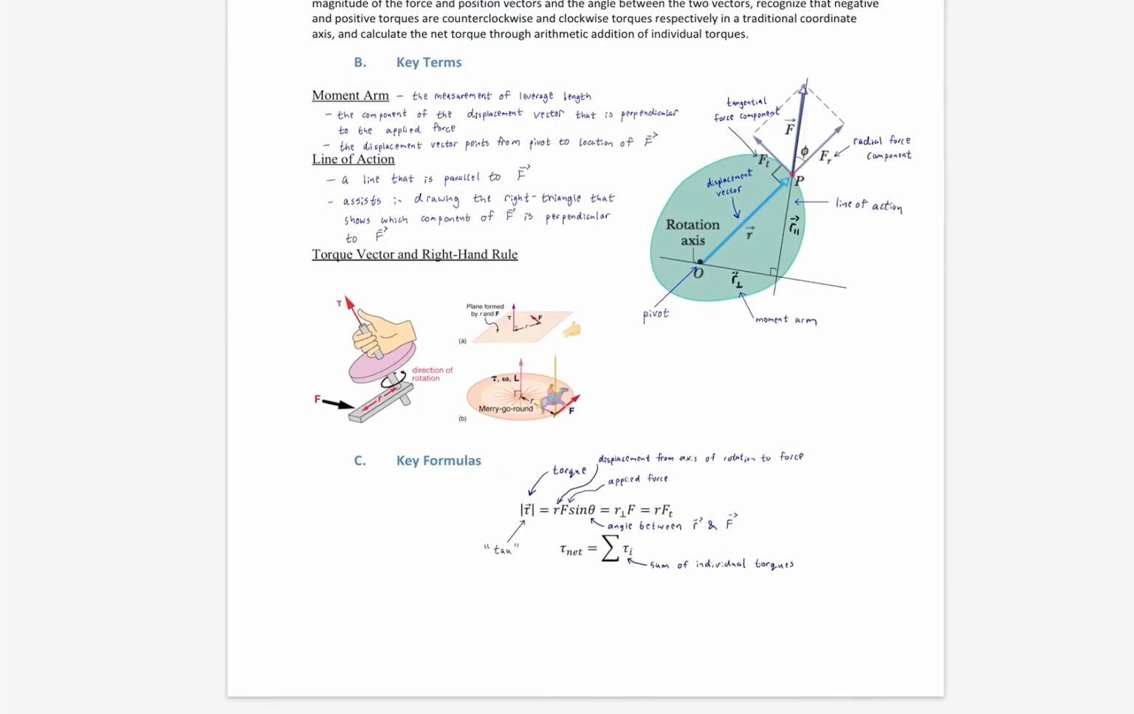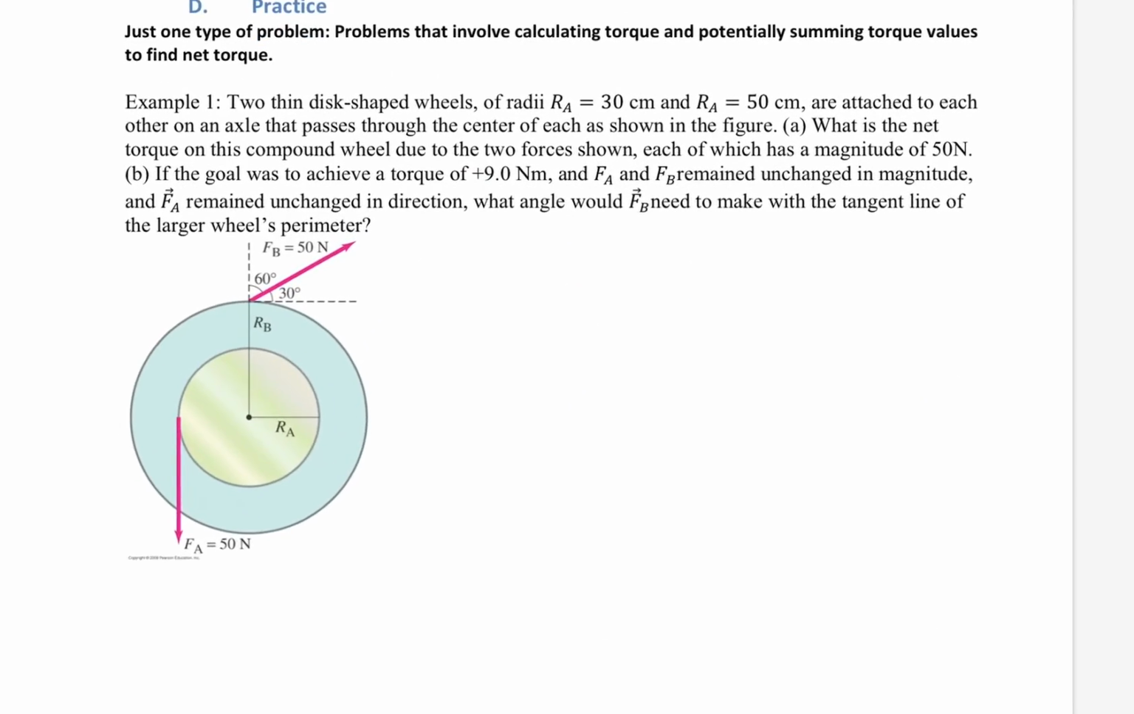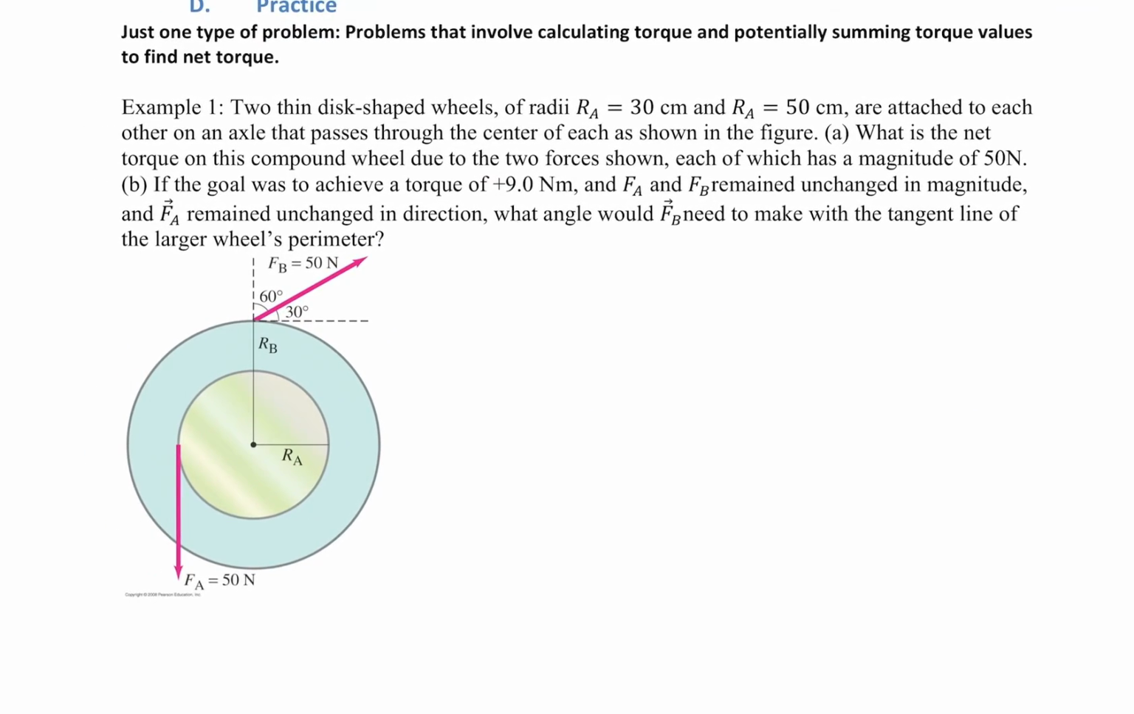All right, let's do some practice. There's only one type of problem here, pretty straightforward. It's just going to involve calculating torque, potentially summing torque values. All right, example 1. Two thin disc-shaped wheels of the smaller radius, R_A, 30 centimeters, and the bigger radius, R_B, 50 centimeters, are attached to each other on an axle that passes through the center of each as shown in the figure.